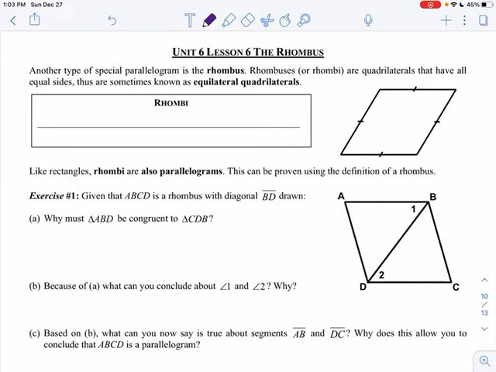Hi, this is Unit 6, Lesson 6, and today we're going to talk about the rhombus. So a rhombus is another special type of parallelogram. It has all the properties of a parallelogram, but it has all equal sides.